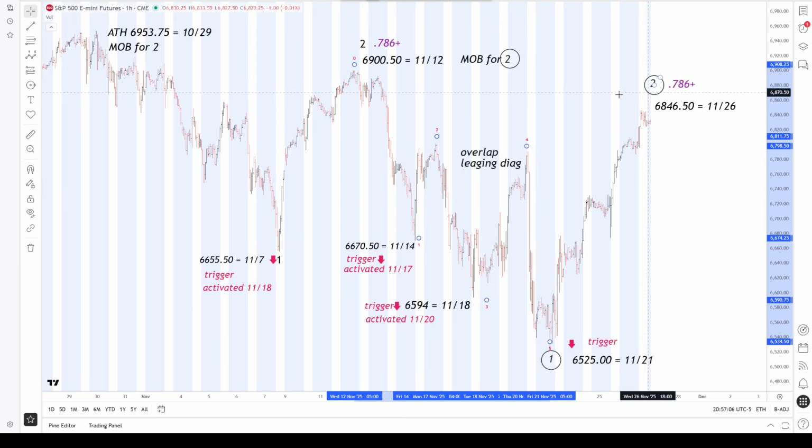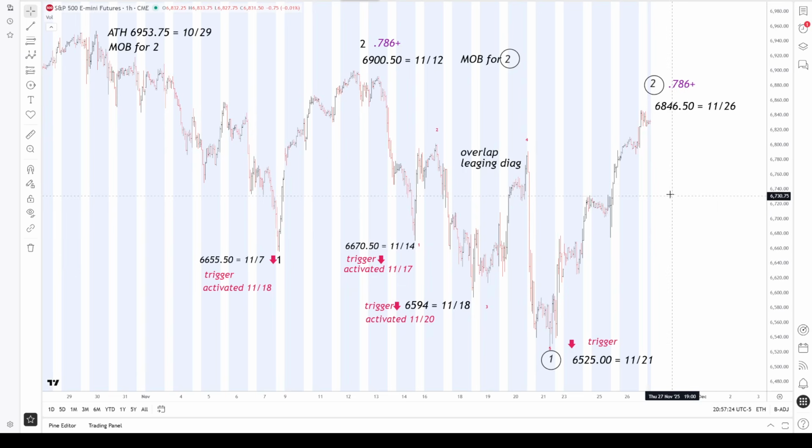Where is this 2 wrong? When it goes above 6900.50, because 2 cannot retrace more than 100% of 1. Same here. Where is this 2 wrong? When it goes above the all-time high, because this 2 cannot retrace 100% of this 1. So that's where we are.